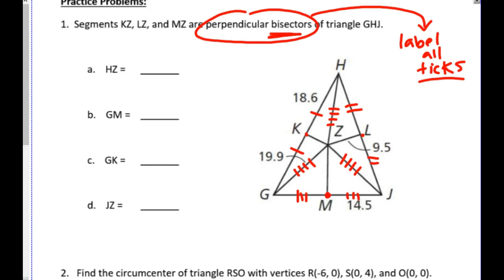Look at A. A says HZ. How many tick marks is HZ? 4 tick marks. Now look at these other 4 tick marks. Are any of these labeled? Oh my goodness, this is what? If this is 19.9, then this is 19.9. Easy. Okay, GM is how many tick marks? 3. Do I know the other 3? I do. 14.5. Easy.